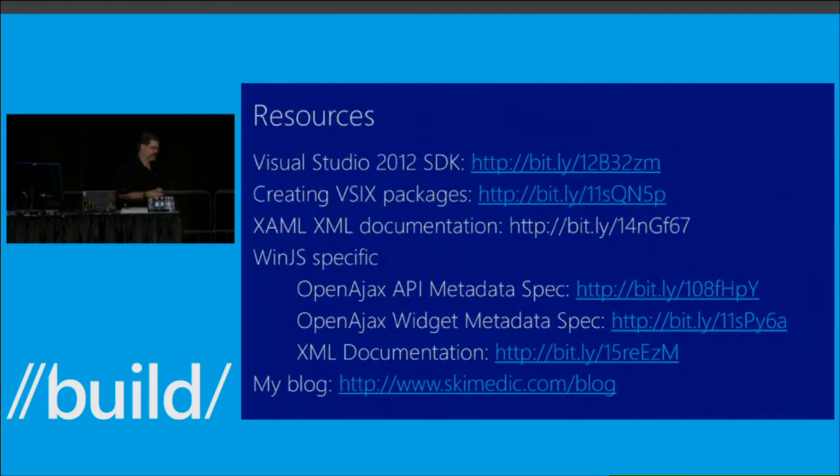So resources, I'll give you time to take a picture of this. A lot of bit.lys just to make them fit on the screen. Visual Studio SDK, that's easy enough to find. Just Bing that with your favorite Google engine. Creating a V6 package, that's MSDN documentation. The WinJS specific stuff is not Microsoft documentation. That is an open standard. So for the metadata spec, the API, and the widget, the XML documentation is on MSDN.